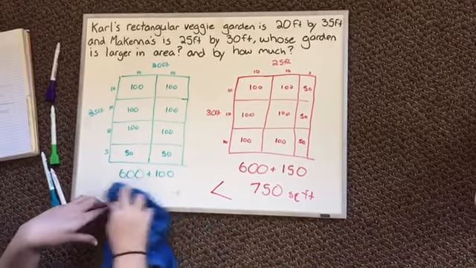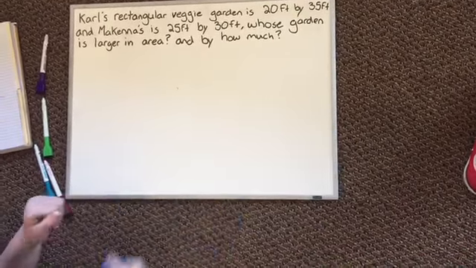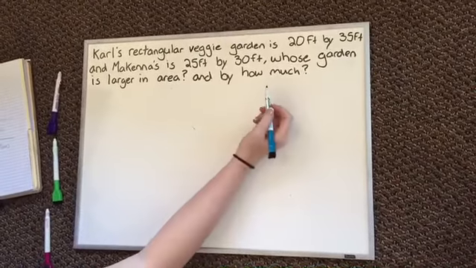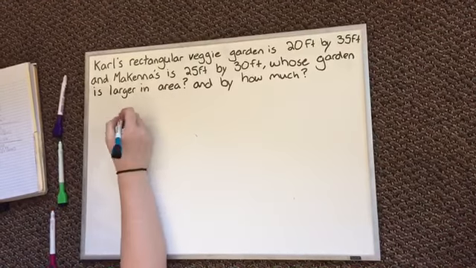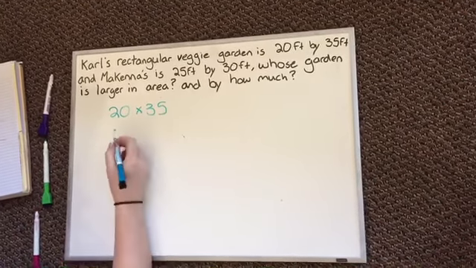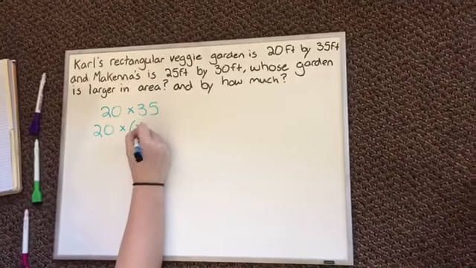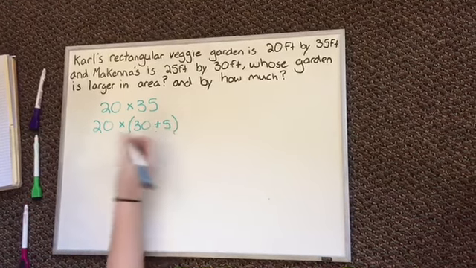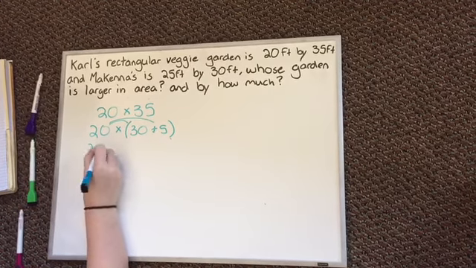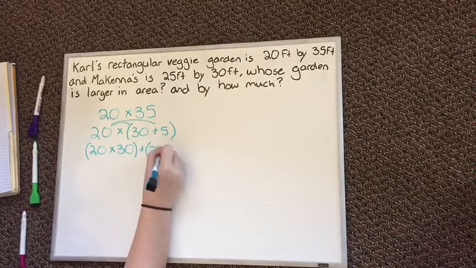So for our next strategy, we are going to use symbols combined with the area model to show why these two numbers are so similar. So we'll begin with Carl's again. And we have 20 by 35. So I'm going to break this down a little bit. We're going to have 20. I'm going to break down the 35 into 30 and 5. And then I'm going to multiply this out. So we're going to have 20 times 30 and 20 times 5.